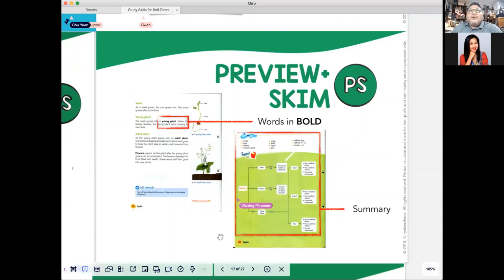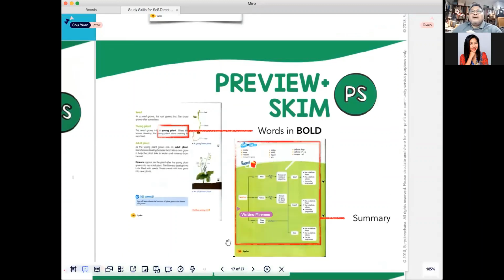Okay, so I will just pause here for a moment to let all of you digest this preview and skim technique.